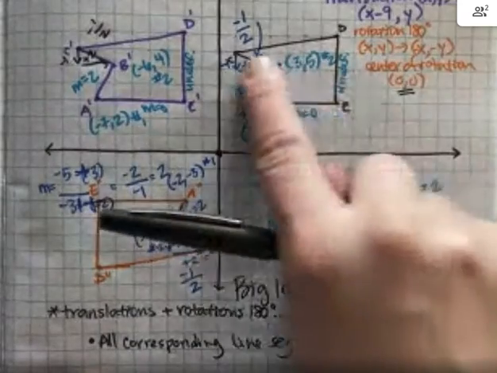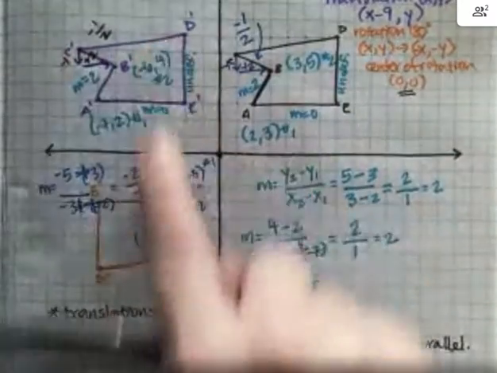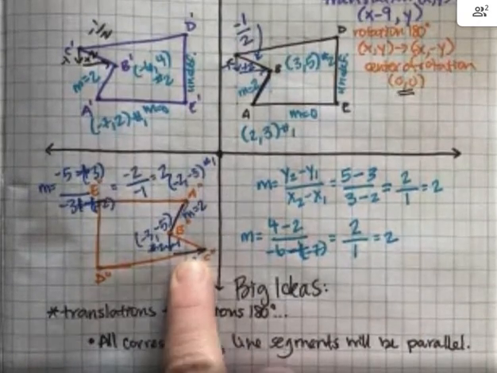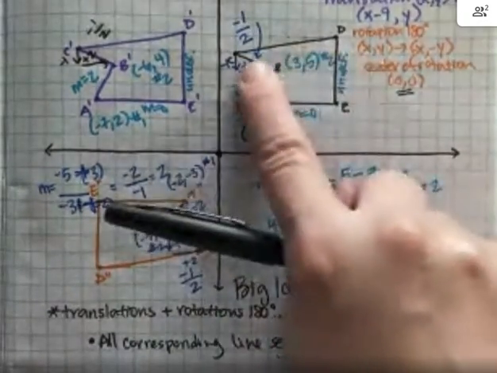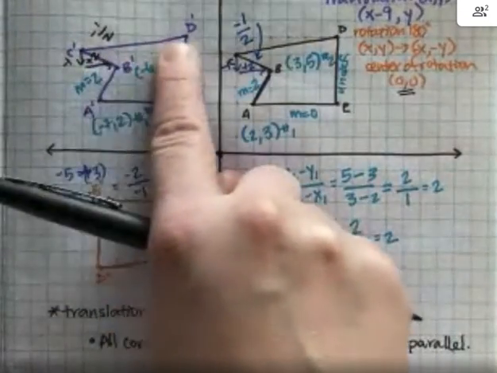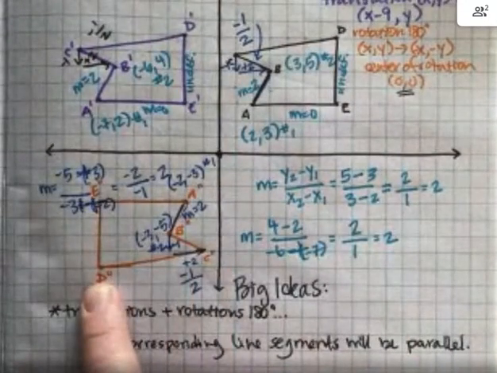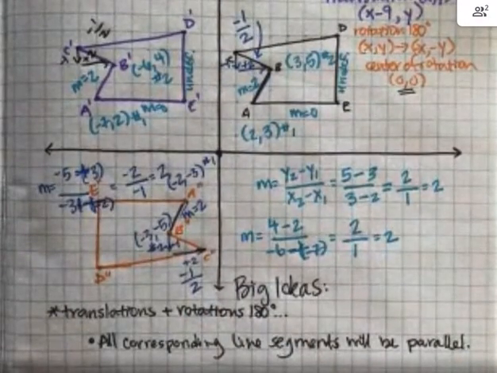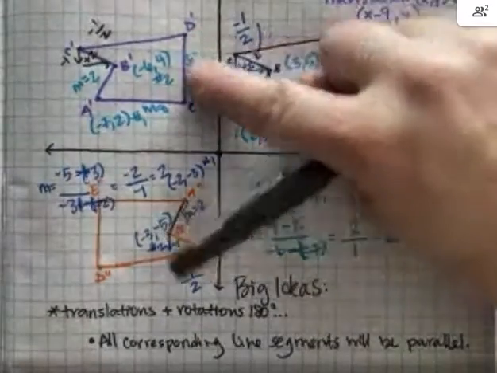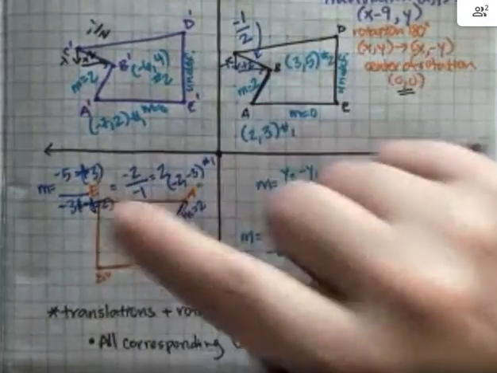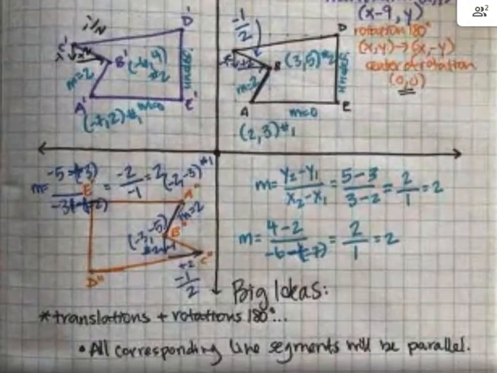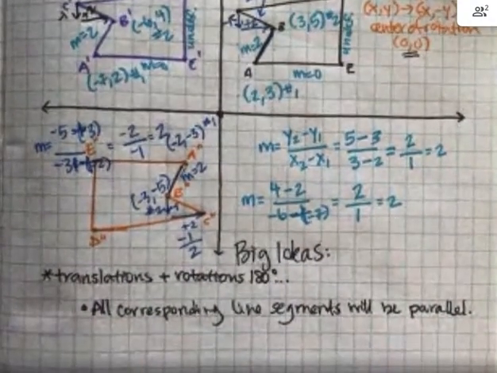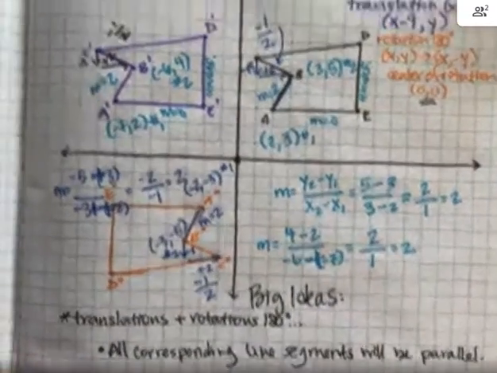In other words, if I were to look at every single part of these shapes that are exactly the same or came from this original line here, so CD corresponds to C prime D prime and C double prime D double prime, these all end up having the same slope, therefore they're all parallel. DE, D prime E prime, D double prime E double prime. Again, all parallel. So all corresponding line segments will be parallel. That is the big takeaway that I want us to get out of this.